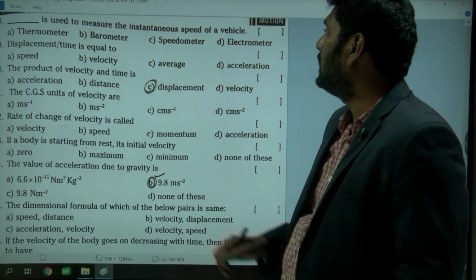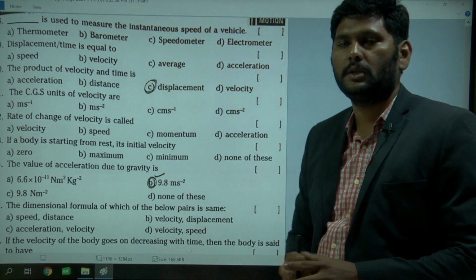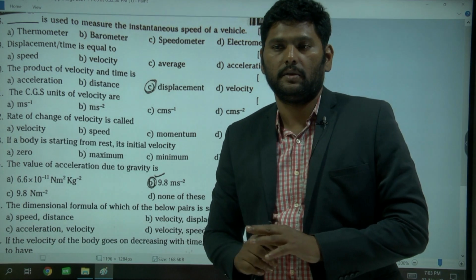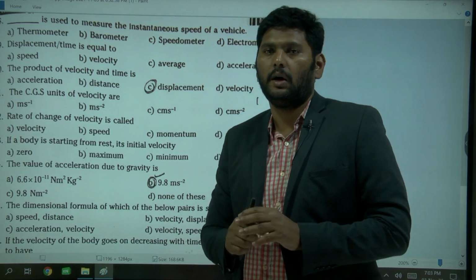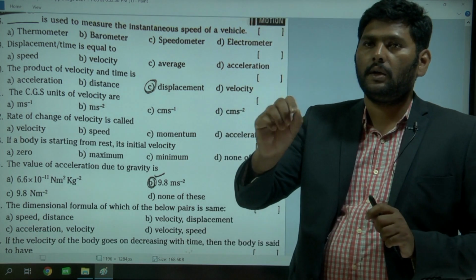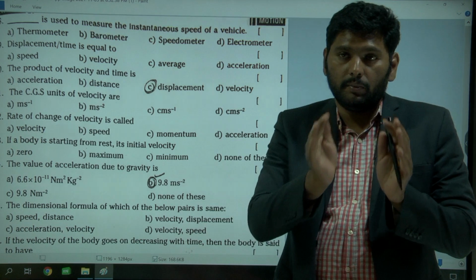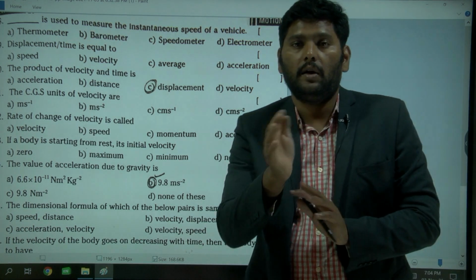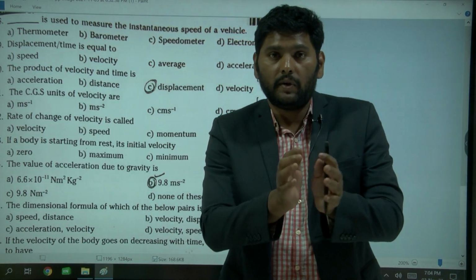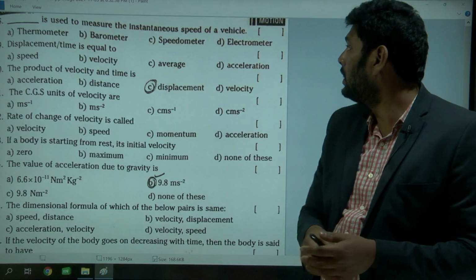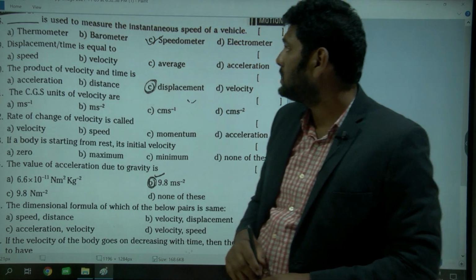Dash is used to measure the instantaneous speed of the vehicle. Generally, instantaneous speed means the speed at that instant. For example, when we are going in a bus or car or bike, you will observe the reading of the speed on the meter. That is nothing but instantaneous speed. The instrument giving this reading is called the speedometer, so our answer is speedometer. Understand?